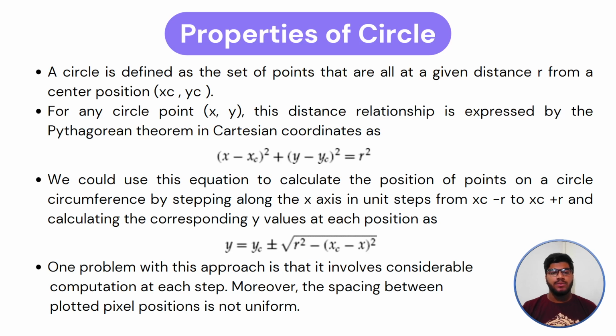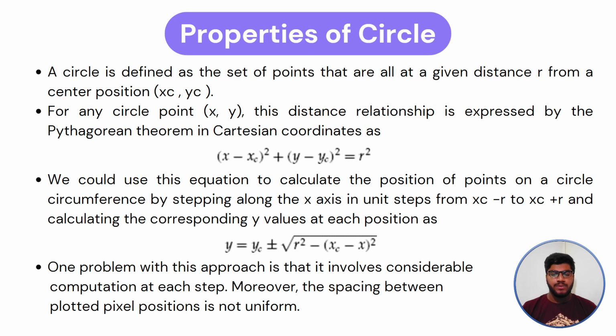Now let us discuss the properties of the circle. A circle is defined as the set of points that are all at a given distance r from the center position (xc, yc). For any circle point (x, y), this distance relationship is expressed by the Pythagorean theorem in Cartesian coordinates as (x − xc)² + (y − yc)² = r².